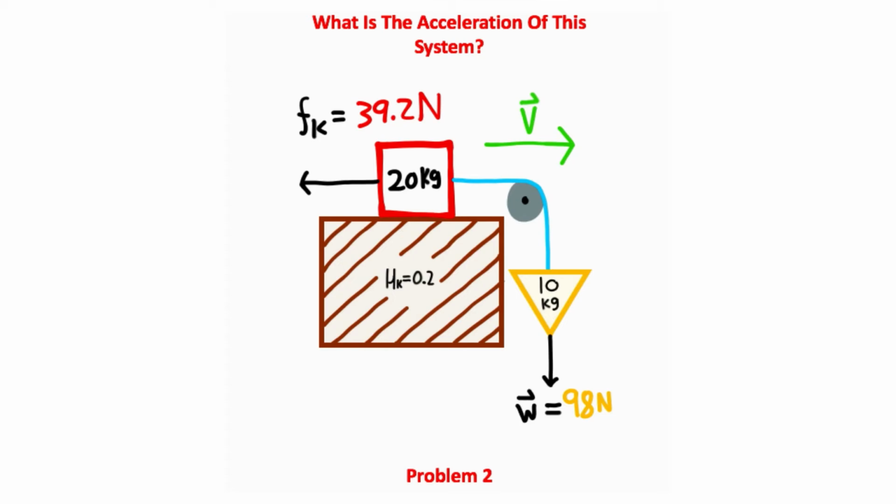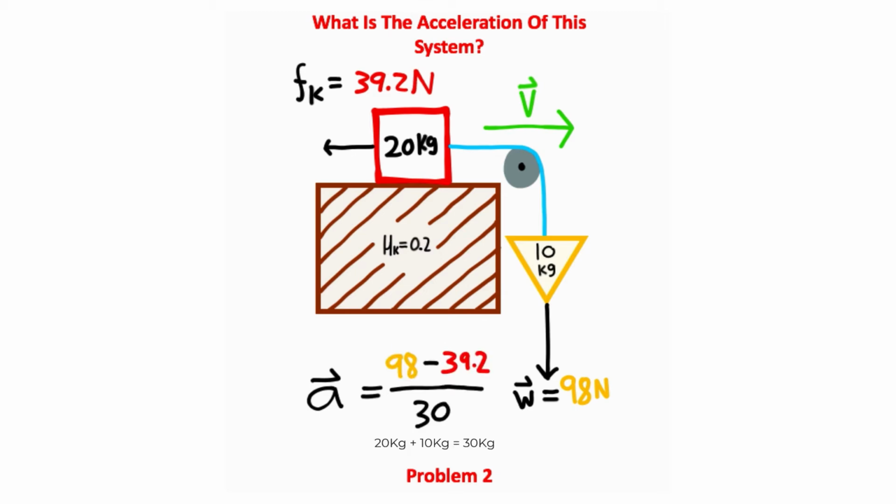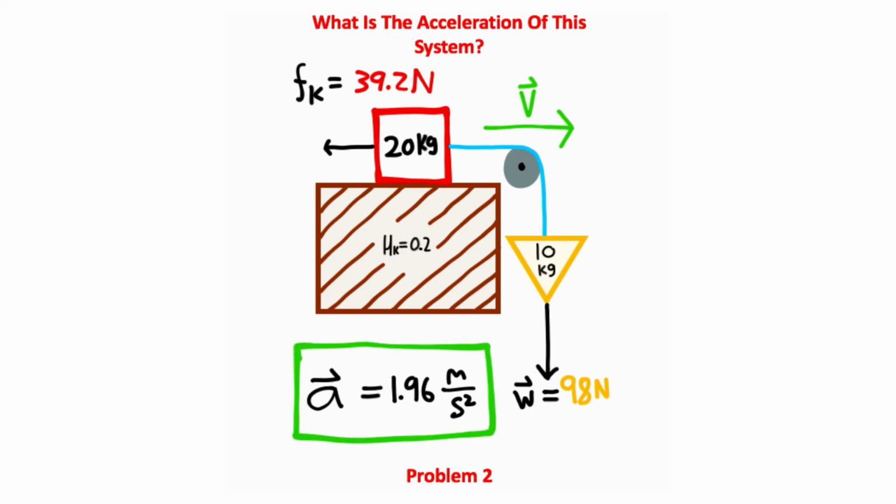Now to calculate acceleration of the system, it's going to be the sum of forces over total mass. So in this case, we're going to have 98 minus 39.2 divided by 30. Now the reason we're subtracting these two values is because notice this force is going to try to oppose the motion of the system. So in this case we need to make this force negative right here. 98 minus 39.2 divided by 30 should give you 1.96 meters per second squared. And that's the acceleration of the system and the answer to problem 2.